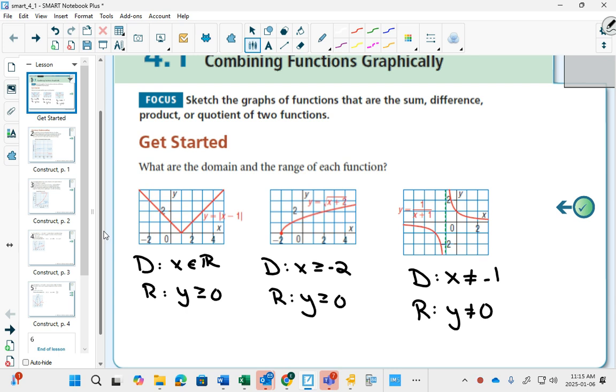What did you do? So the last one has asymptotes. It would have an asymptote here and an asymptote there. Horizontal asymptote, the graph doesn't go through it, so our range y can't equal 0.